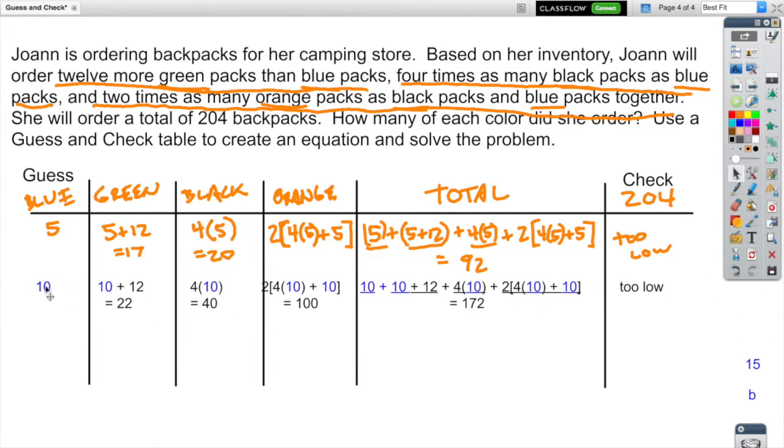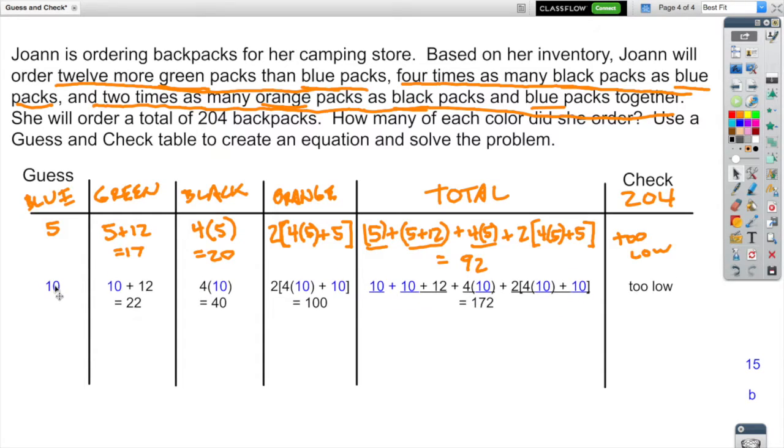So here's another guess. Last guess was too low, so let's say I go a little bit higher. Let's say I guess 10. All right, so once again, let's walk through this. So 10 blue backpacks. Green is 12 more than blue backpacks, so 10 plus 12. Black backpacks would be 4 times as many as the blue, 4 times 10. And notice how that original 10, I've coded it in blue so you can see how it fits in with the rest of the problem.